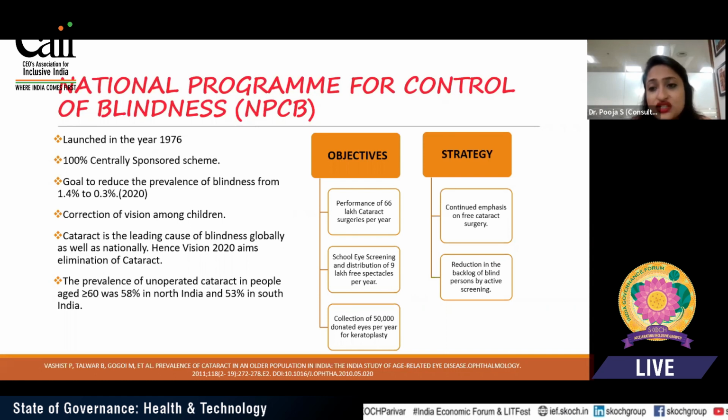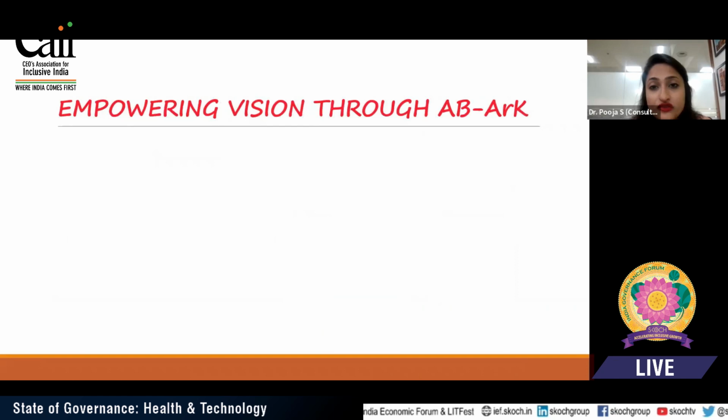The second thing was reduction in the backlog of blind persons by active screening, which was done through healthcare involvement as well as the involvement of other NGOs. So this was the main background for NPCB.